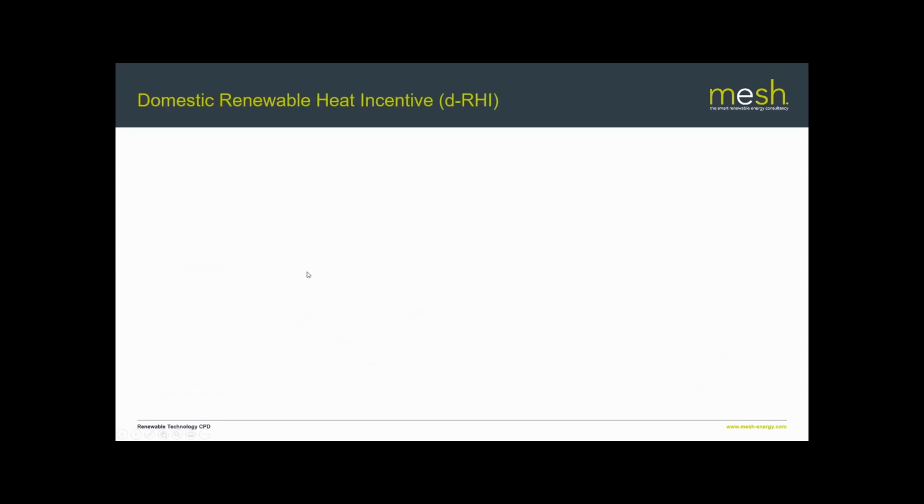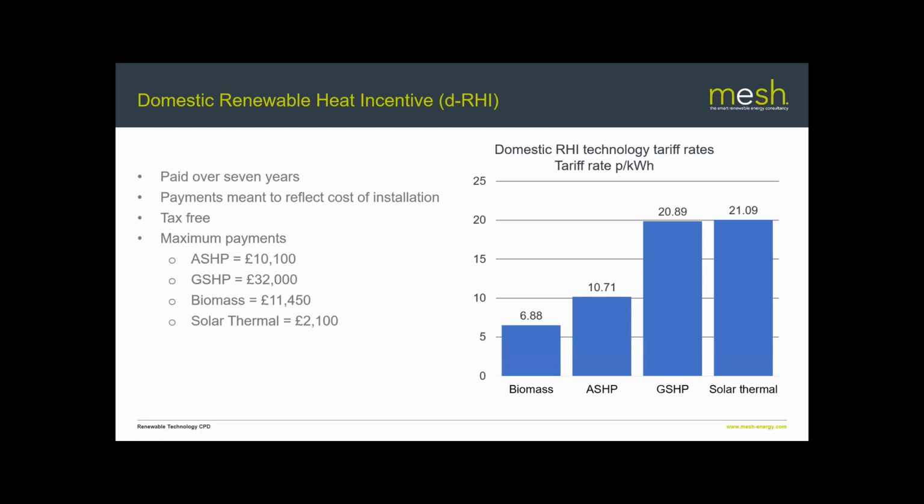At the moment, there's only one way of doing this, and that's through the Domestic Renewable Heat Incentive, the DRHI. The Domestic Renewable Heat Incentive is paid over 7 years. Its payments are designed to reflect the increased cost of installation of a renewable heating system versus a conventional fossil fuel-based system. The payments are tax-free, so you don't have to declare them on your income.